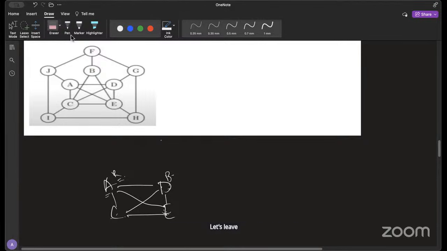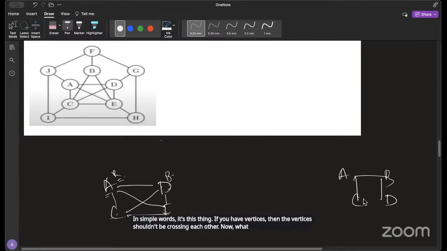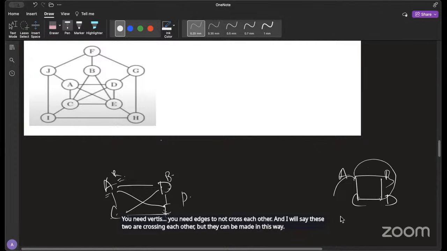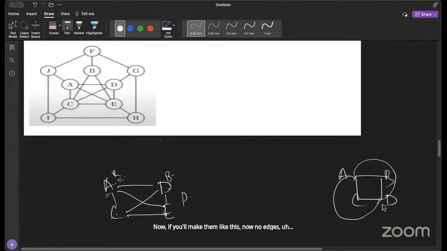Ma'am, I have a doubt: what's a planar graph? Just a little confusion. A planar graph is a graph in which you keep every edge in the plane. In simple words, the edges shouldn't be crossing each other. Now, if you have this, this is planar only. Why is it planar? You need edges to not cross each other. Now you'll say these two are crossing each other, but they can be redrawn in this way. Now, if you make them like this, no edge is crossing any other edge, right? So this is a planar graph.